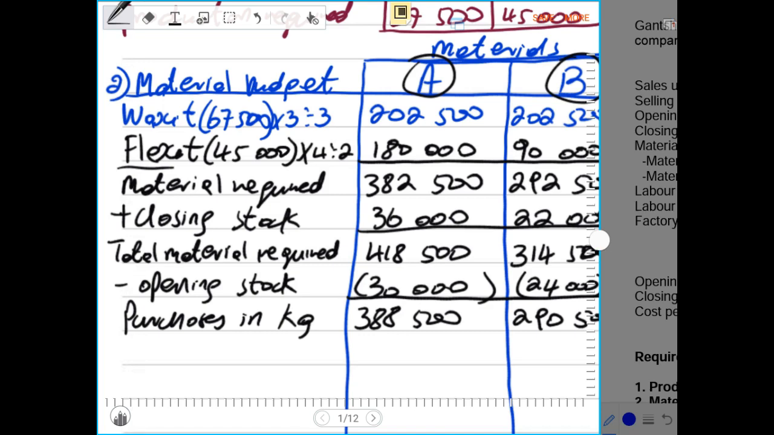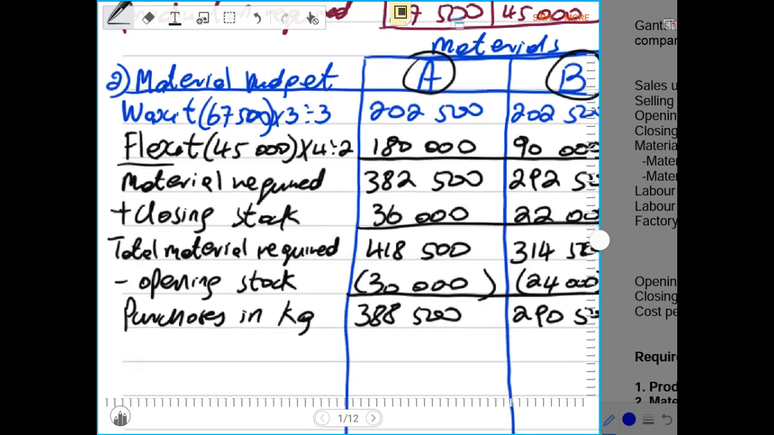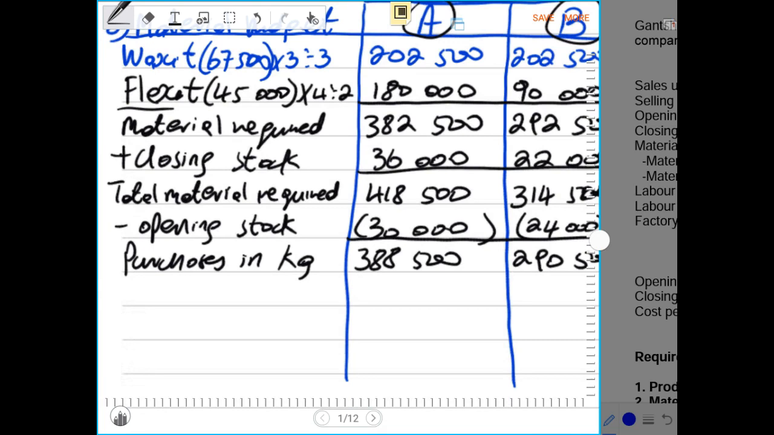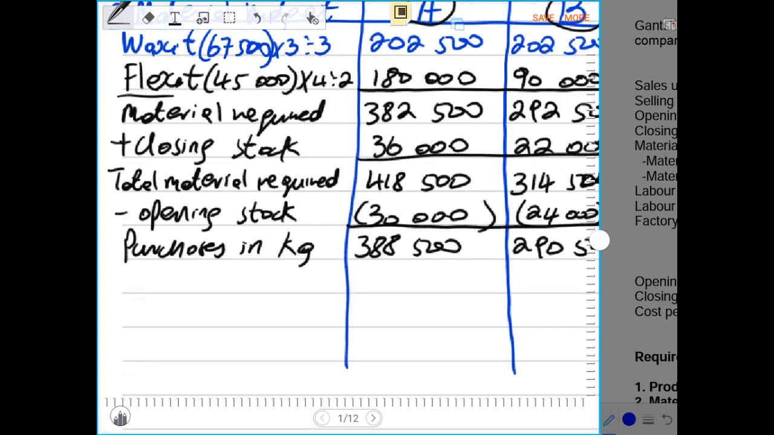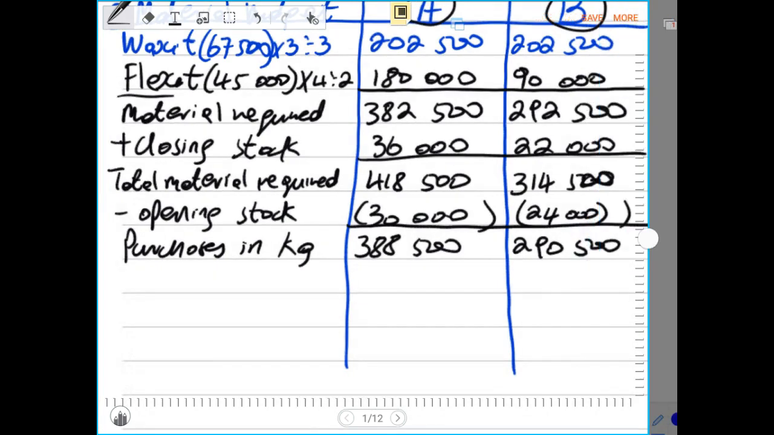However, if this is what needs to be purchased, how much money must we pay for this material? This is the part where we calculate the value of our purchases in rands. This is the end of the first budget, which is material in kgs. Then we continue with the second budget, material purchases in rands. We multiply by the cost price per kg.